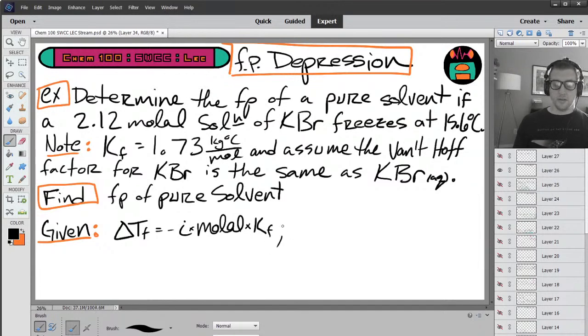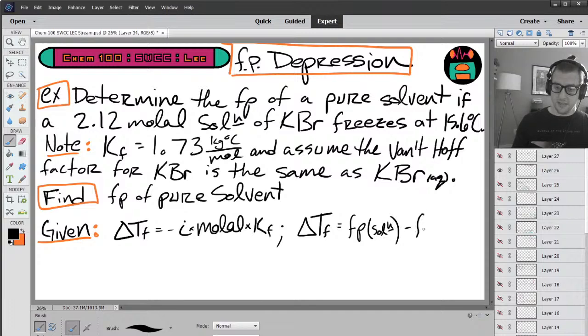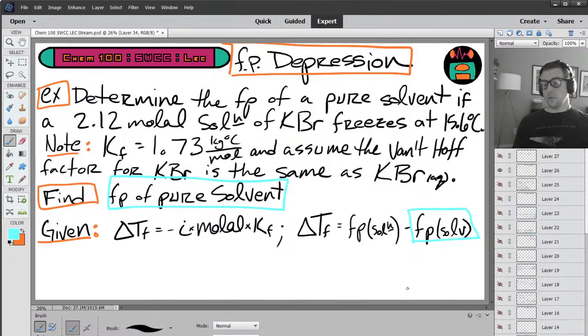There's another equation with freezing point depression, and that is the change in freezing point is equal to the freezing point of the solution minus the freezing point of the pure solvent. And that is what we're trying to find. So if we can find the change in freezing point and the freezing point of the solution, we use this second equation to solve it.